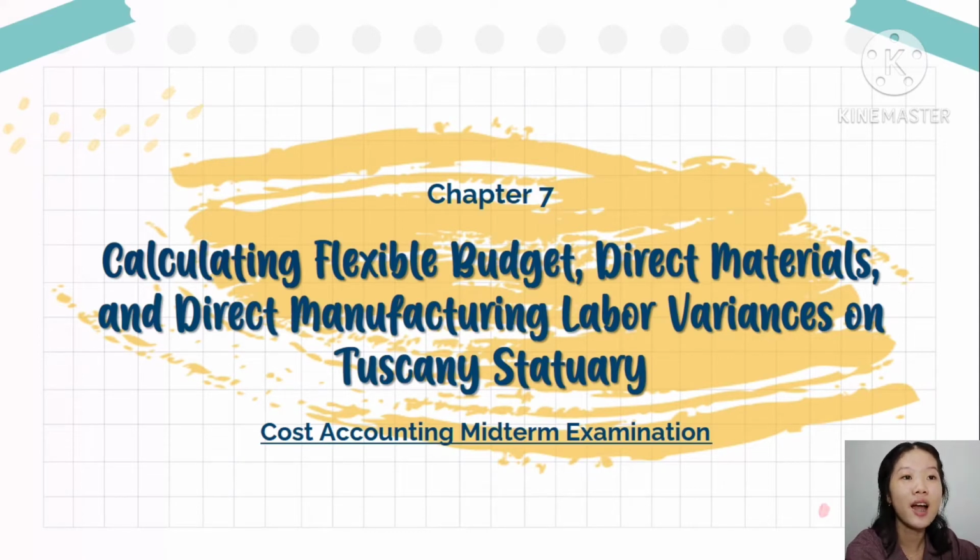So today I would like to calculate the flexible budget, direct materials and direct manufacturing labor variances on Tuscan Statue for my cost accounting midterm examination.